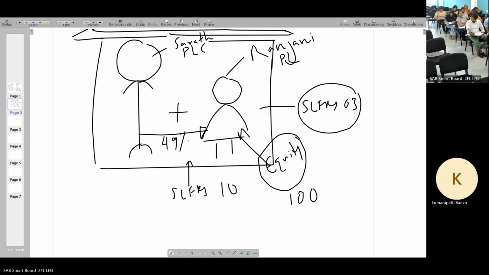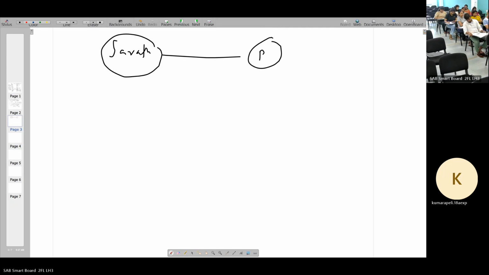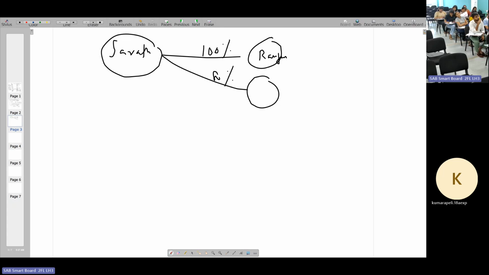Okay, now, Sarat could acquire Ranjani 100%. One scenario, right? Second, 80%. Can Sarat control Ranjani? Can. 80% majority is there.